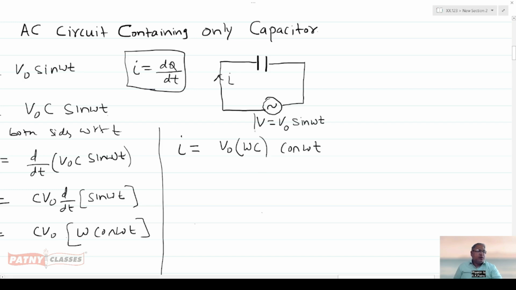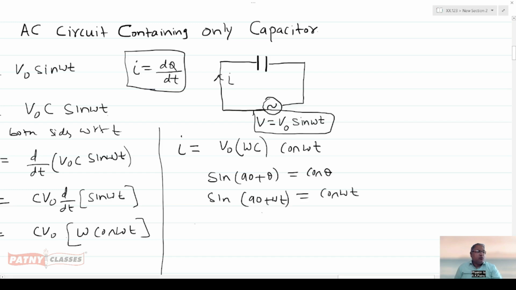The expression for the alternating voltage, that is the instantaneous voltage applied across the capacitor, is given by V equals V naught sine omega t. So it is expressed in terms of sine, and the current we got is in terms of cos. Both are not the same trigonometric functions, so we have to convert cos omega t in terms of sine. How to convert that? We know that sine of 90 plus theta equals cos theta. Therefore, sine of 90 plus omega t equals cos omega t.